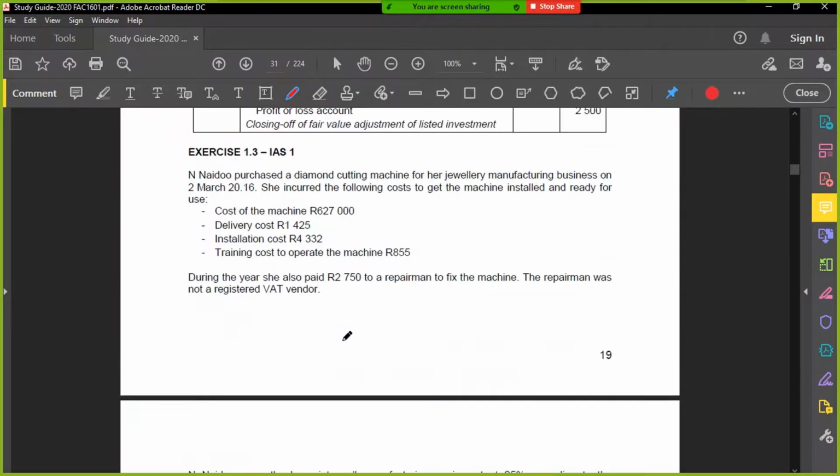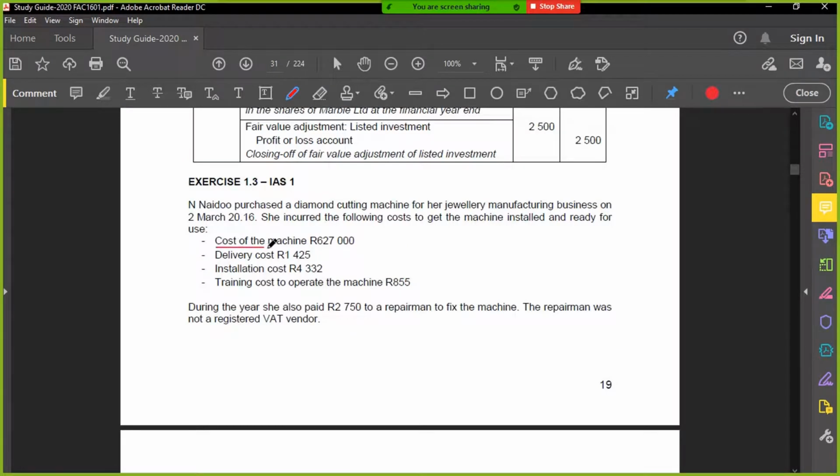Right, so let's have a look at what we're looking at. Go back to the first bit. Cost of a machine, PPE. Historical costs. Delivery cost, would you include that in the costs? Yes, you would. Remember, you can't use it if it hasn't been installed. That's part of PPE as well. Installation? Yes. Correct.